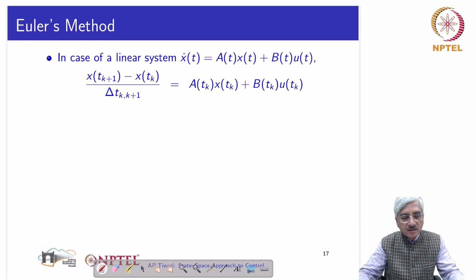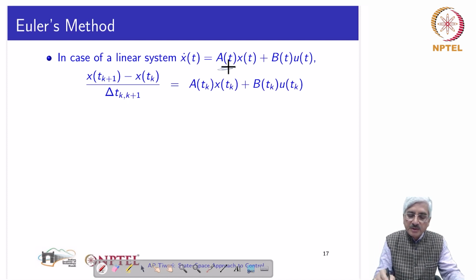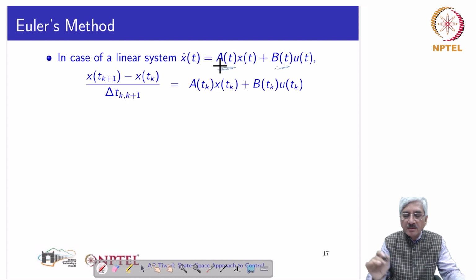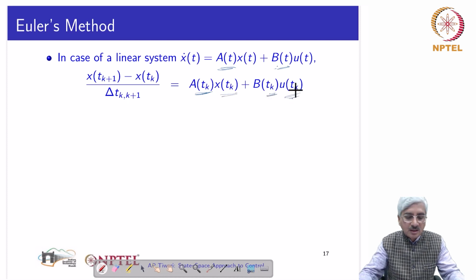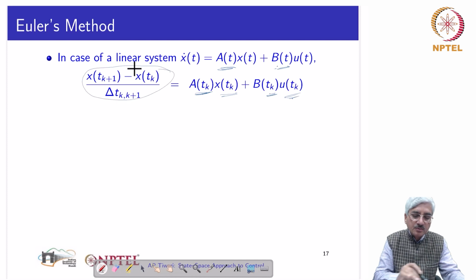Now, when we apply this to a linear system, which is represented by a coefficient matrix A, which may or may not vary with time, and input matrix B, we get A at instant tk and B at instant tk. Of course, x(tk) and u(tk) have to be there. And the left hand side is identical to what it was in the nonlinear case.